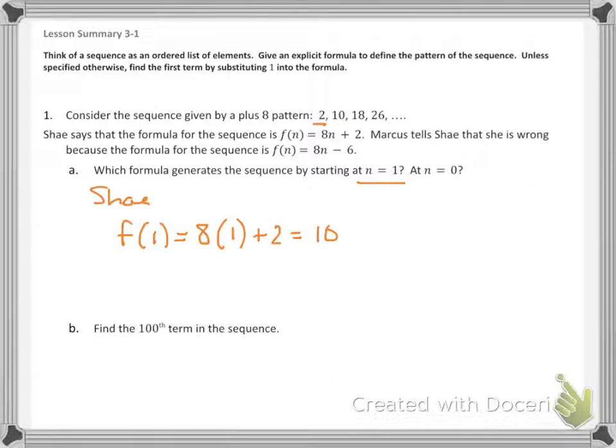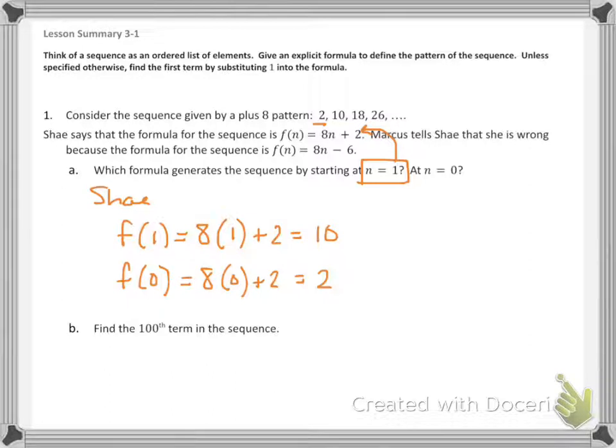Let's try n equals 0. That's f of 0 equals 8 times 0 plus 2. 8 times 0 is 0. 0 plus 2 is 2. Is that the first term? Yes. So Shay's formula works at n equals 0, but not n equals 1.